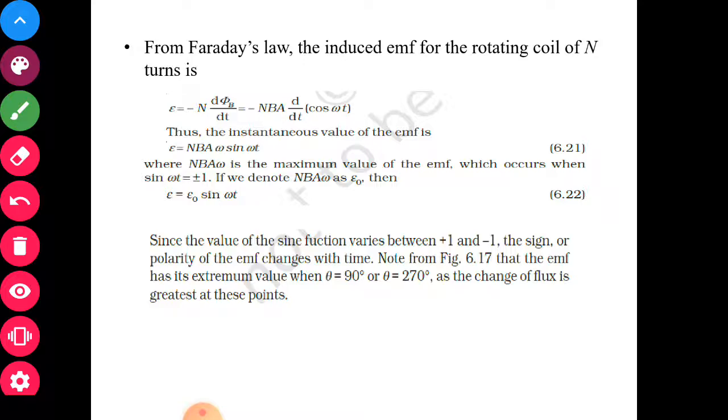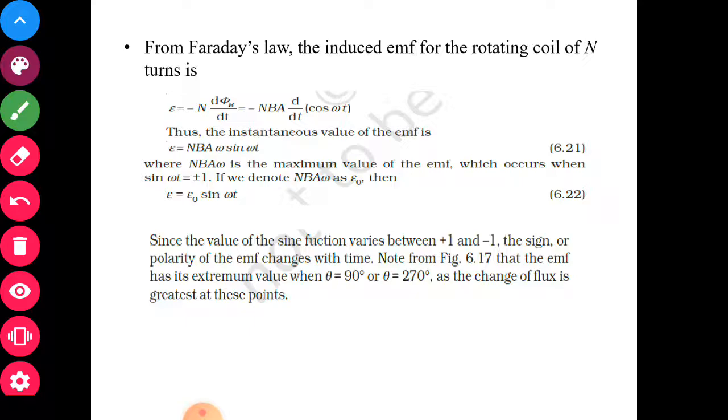Since the value of the sine function varies between plus 1 and minus 1, the sign or polarity of the electromotive force changes with time. Once one terminal becomes positive, then after some time the next terminal will become positive. So alternately the polarity is changed.